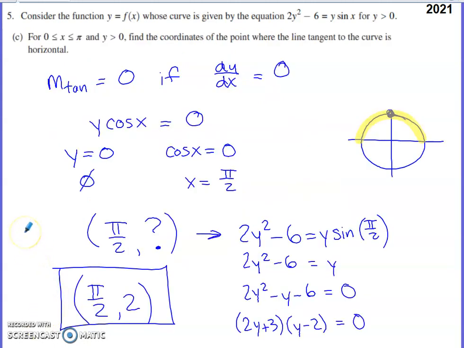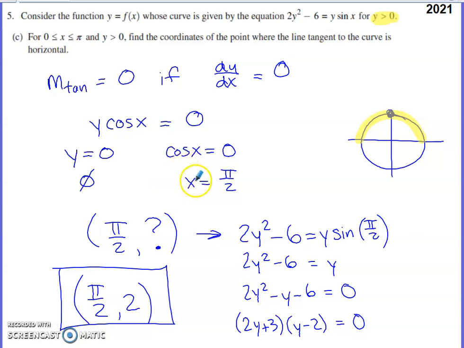Part C says to find the coordinates of the point where the line tangent to the curve is horizontal. So the line tangent to the curve is horizontal if the slope of that tangent line is 0. And the slope of the tangent line is 0 if the derivative is equal to 0. So the numerator of my derivative would have to equal 0. It's already in a factored form. If I set the first factor equal to 0, I violate this condition directly. So I don't get anything from setting y equal to 0.